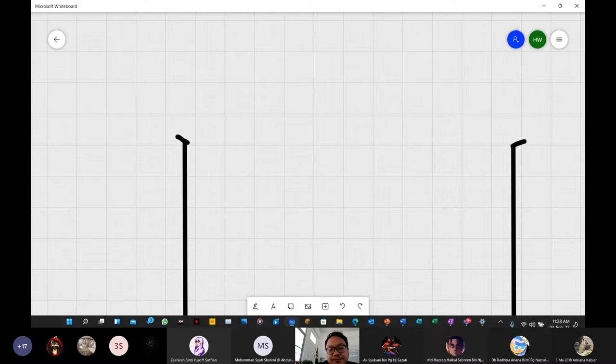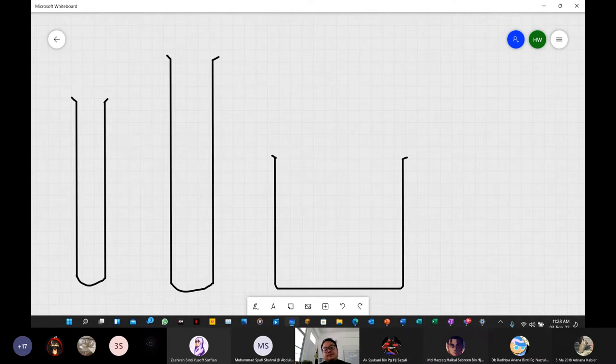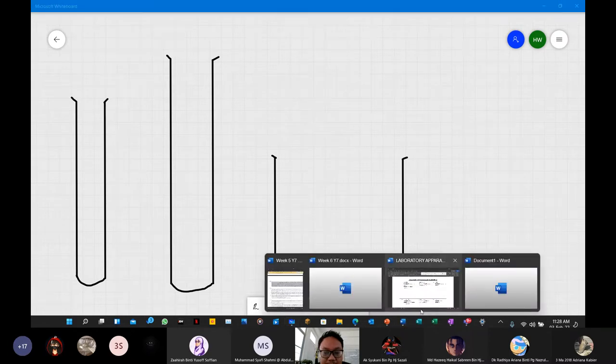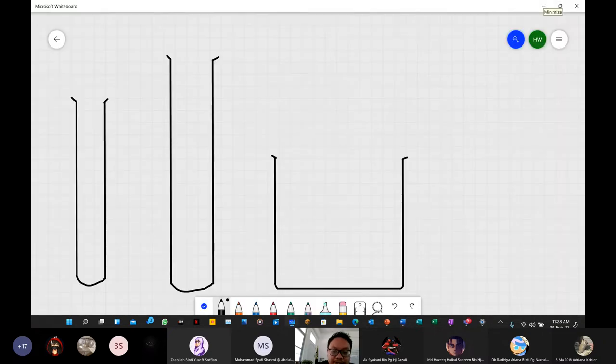Okay, so that's a beaker, number three. Test tube, the smallest; boiling tube, quite big; and then measuring beaker, the widest. And after that, number four is conical flask. So conical flask, you draw the neck first.